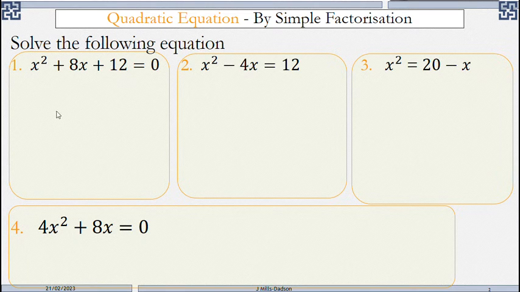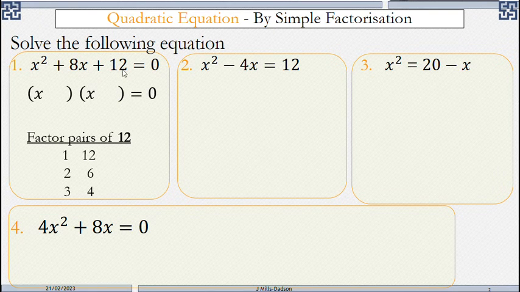So here you start by factorizing this expression and setting the expression equal to 0. So you must know how to factorize before you can do this. You list the factor pairs of 12 and choose a pair that will make positive 8. 2 plus 6 is 8, and therefore the factors for the bracket will be x plus 2 in bracket and x plus 6 in bracket. You set it equal to 0.